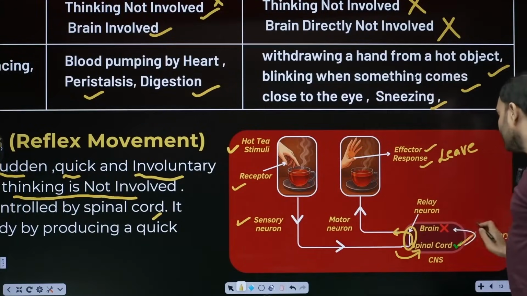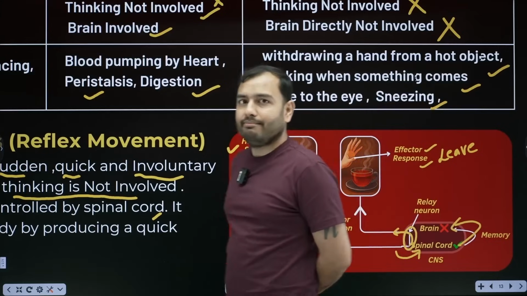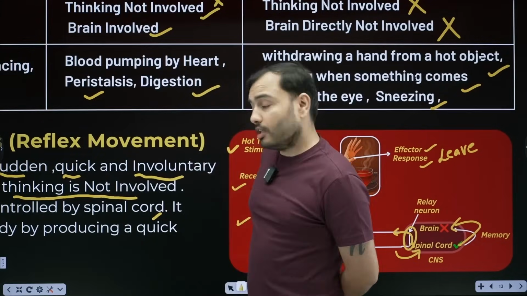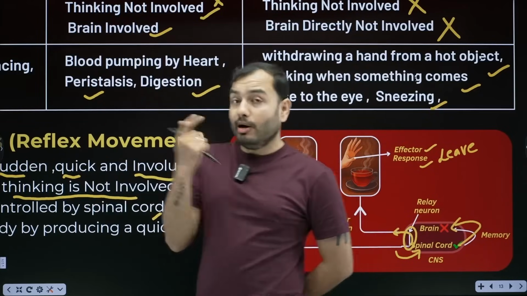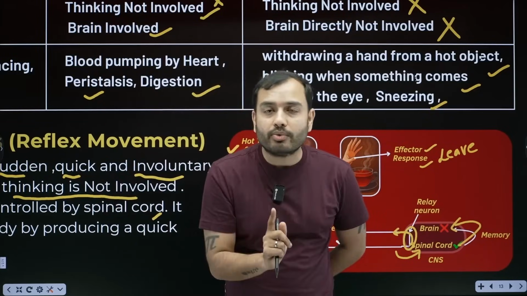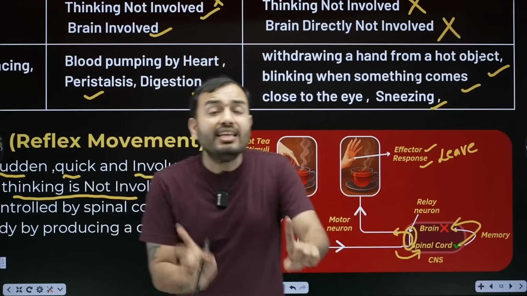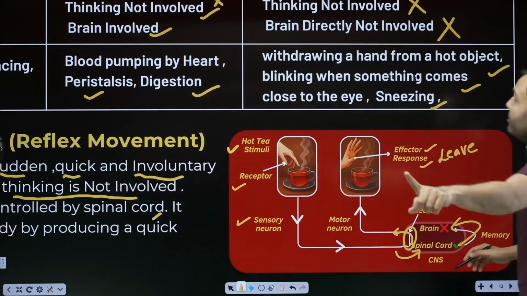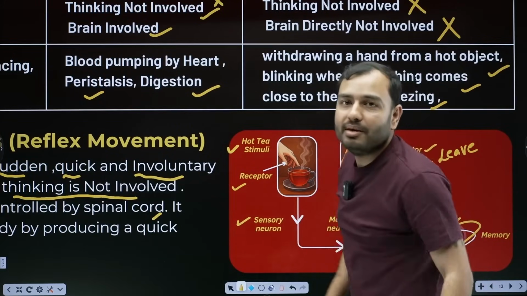Then it tells the brain, do you know what happened today? I touched the hot cup, and I saved him. Store it in memory. The brain says, very good, you did a great job. I'll store it in memory. Next time something like this happens, I'll be ready to take a decision. So it sends a memory packet to the brain. Remember this. That's why we say the brain is not directly involved but is involved, because a memory goes to the brain.